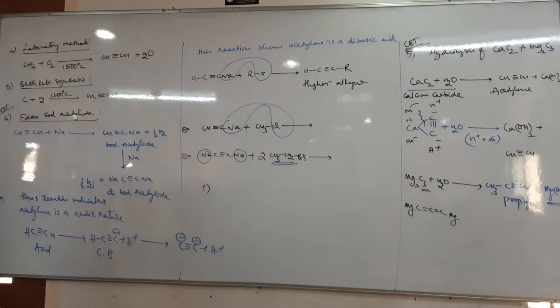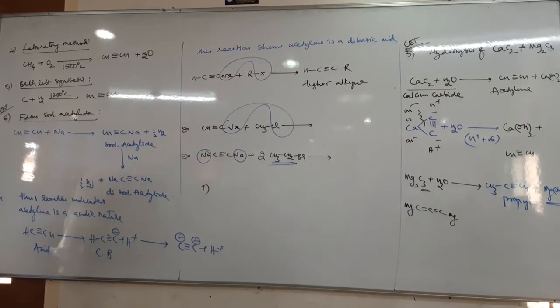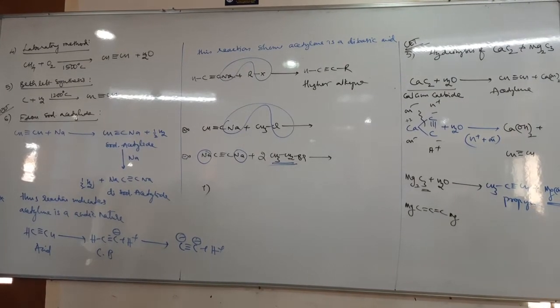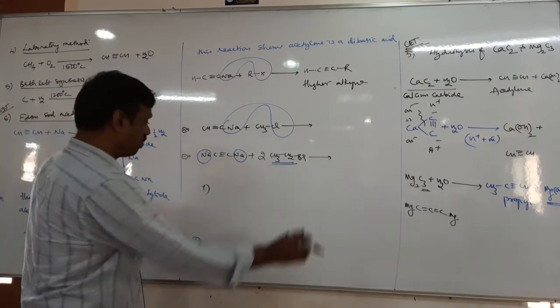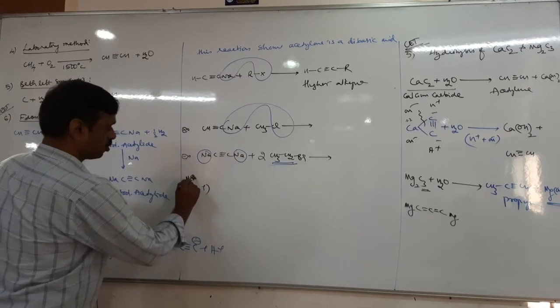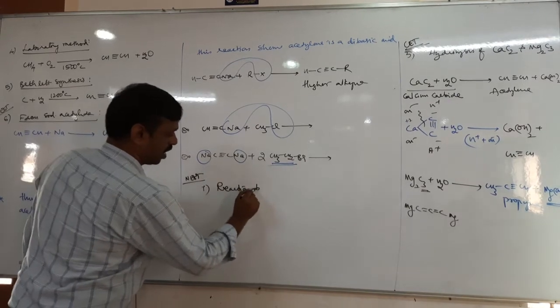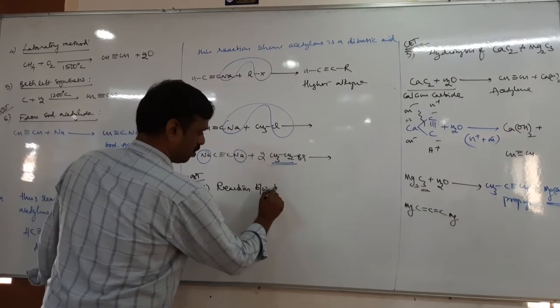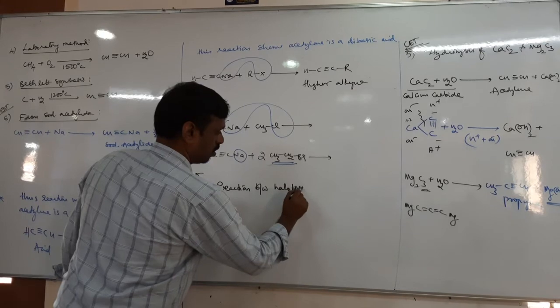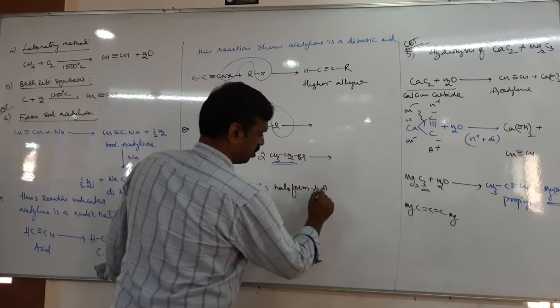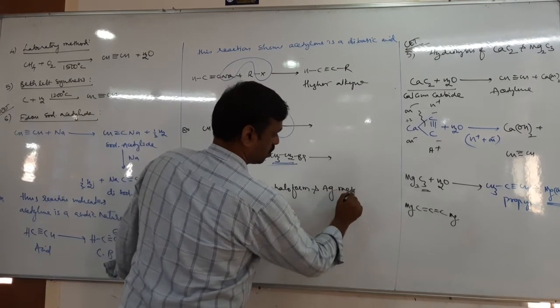Seventh one. What is the seventh one? Reaction between haloform and silver metal. It is also a previous NEET question. Reaction between haloform and silver metal.